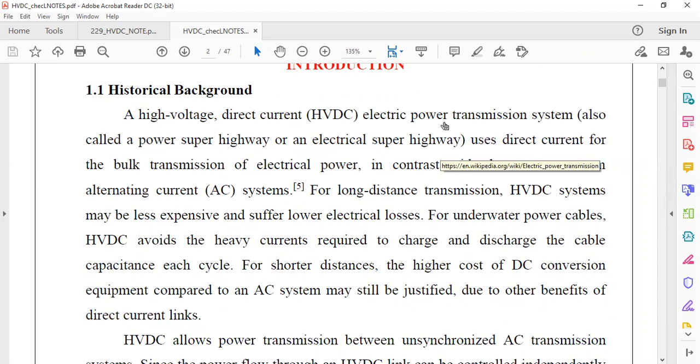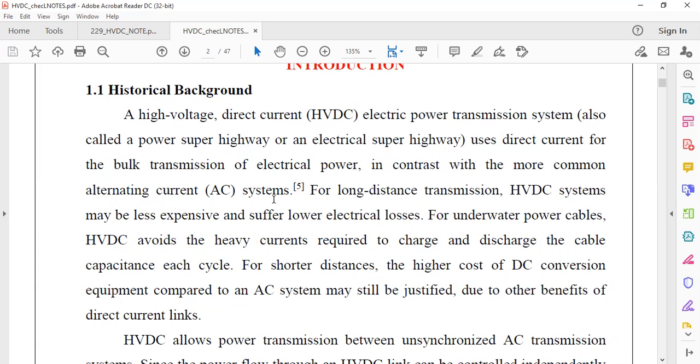HVDC is nothing but high voltage direct current. HVDC electrical power transmission is also called a power super highway or an electrical power highway. It is just a name. HVDC uses direct current for bulk transmission of electrical power, in contrast with the more common alternating current AC transmission system.